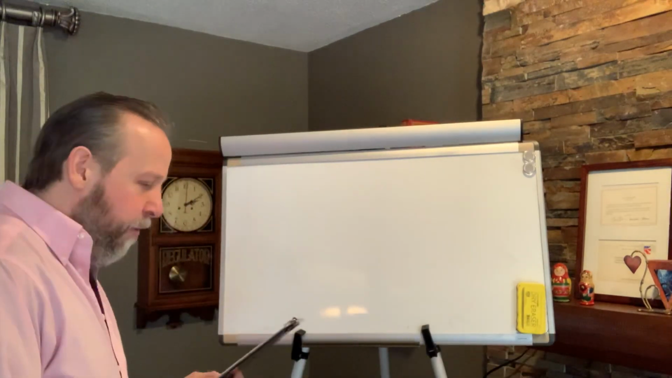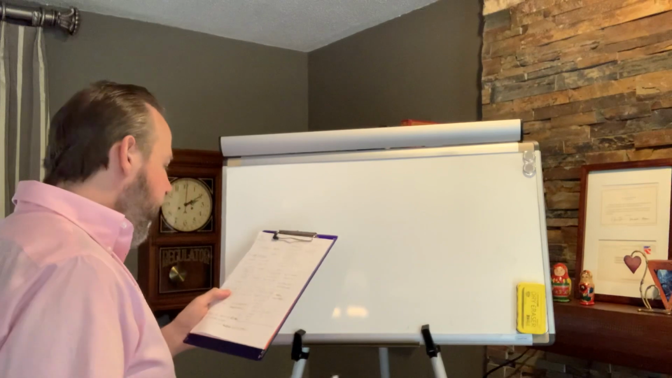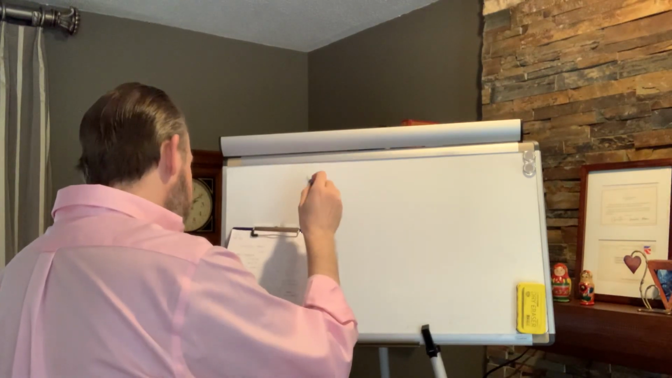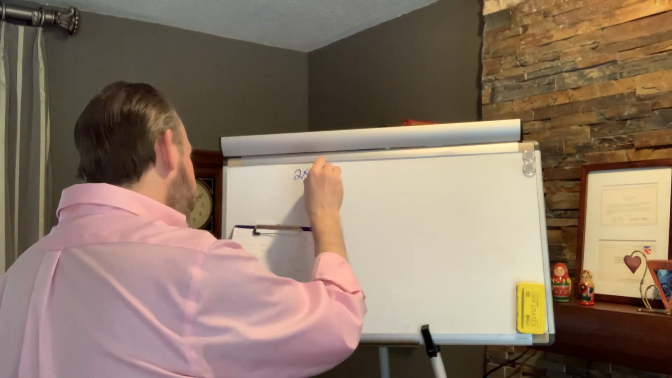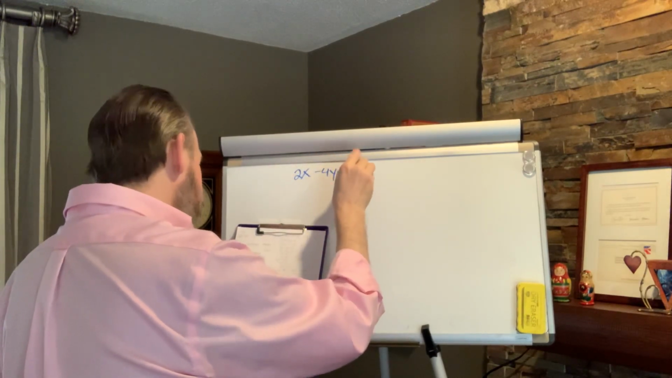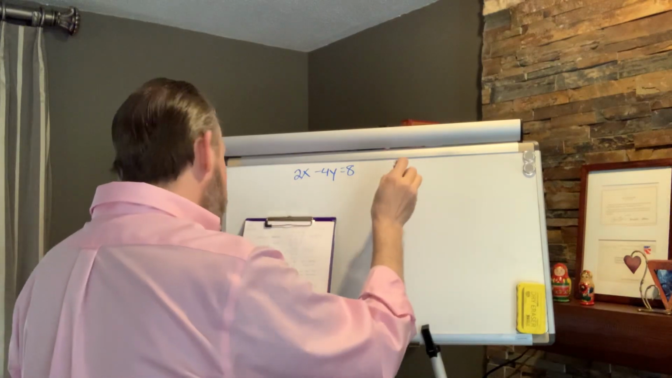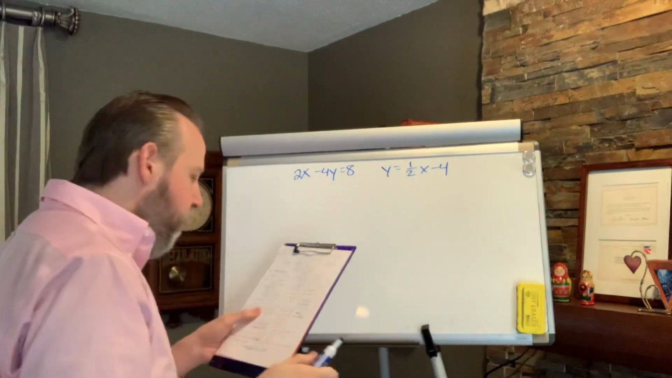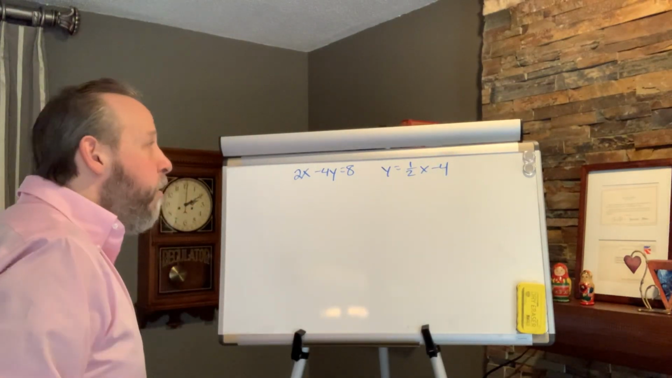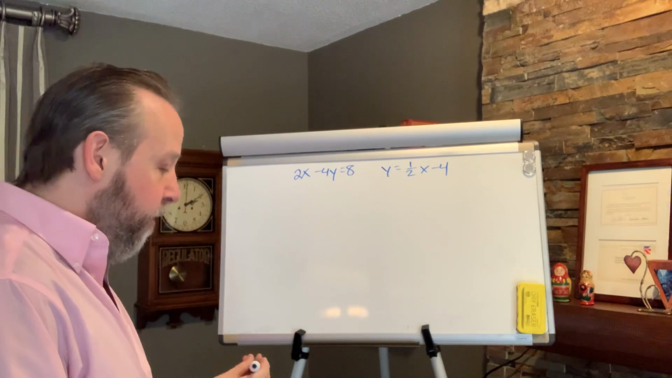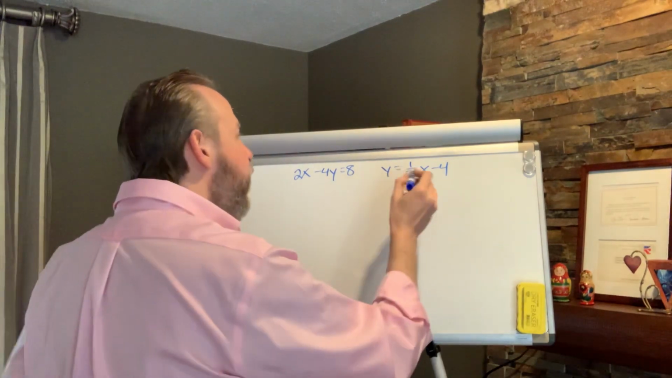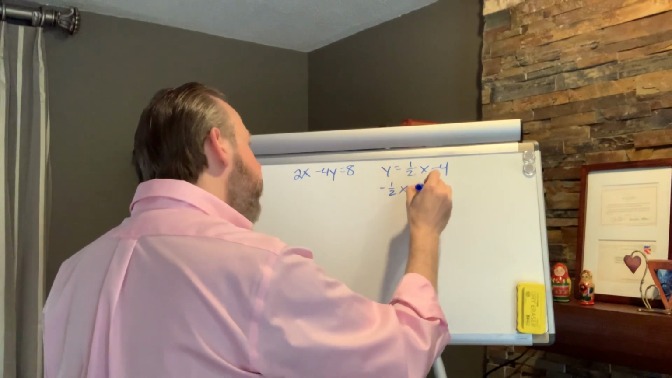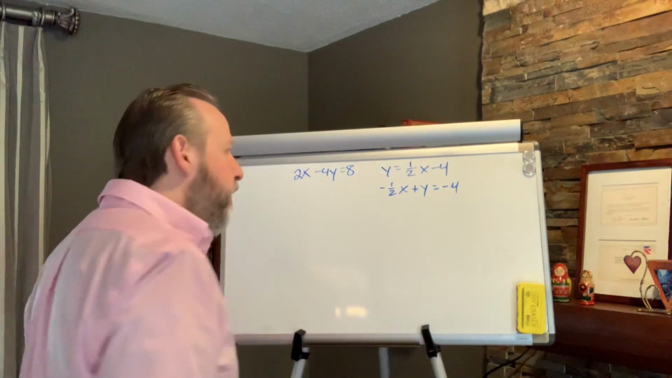Okay, now in this example, we're going to have these two equations. Here we go. I'm going to go with 2x minus 4y equals 8, and y equals 1/2 x minus 4. All right, once again, we don't have standard form on both, just on the first. So put that in standard by subtracting 1/2 x from both sides. Negative 1/2 x plus y equals negative 4.